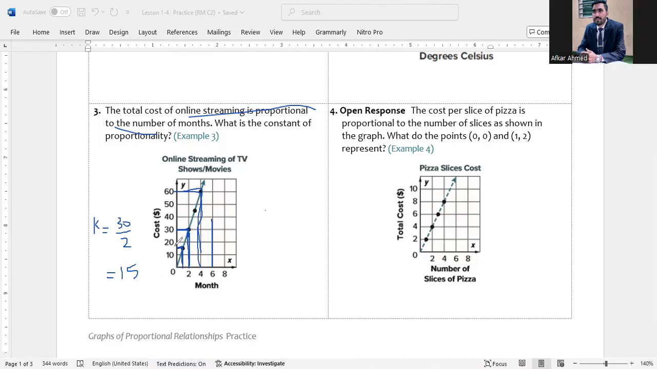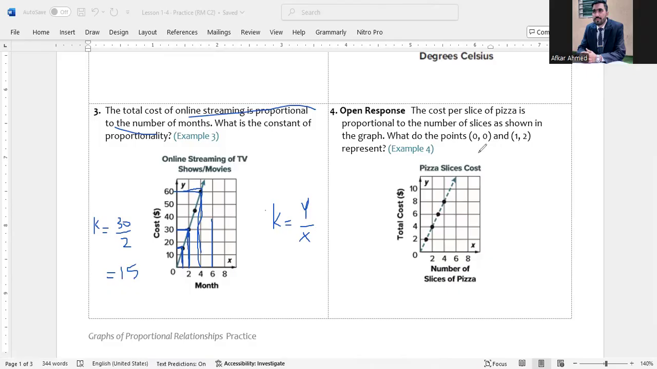You just need to divide them, y by x. K is equal to the value of y over x, and you can find the constant of proportionality. We will do this in the next lessons, I think, how to write an equation and how to find the missing things. Now, the question is the cost per slice of pizza is proportional. He's saying it's proportional, and we also know that it's passing through the origin and it's a straight line, so it's simple. It's a proportional relationship.